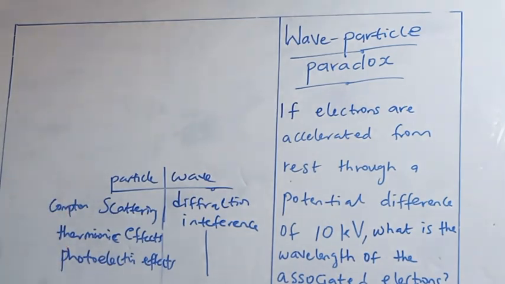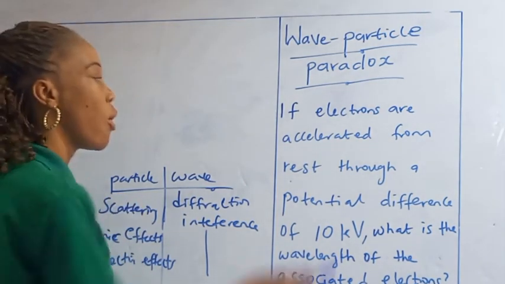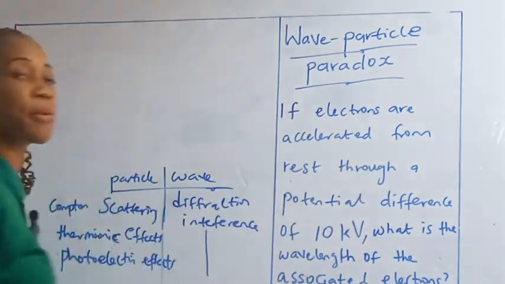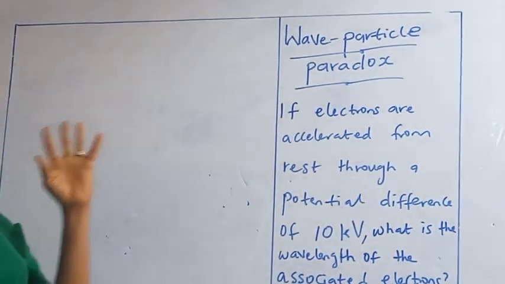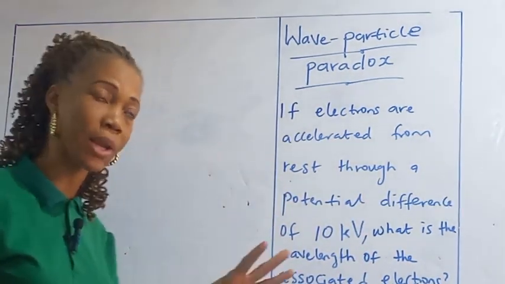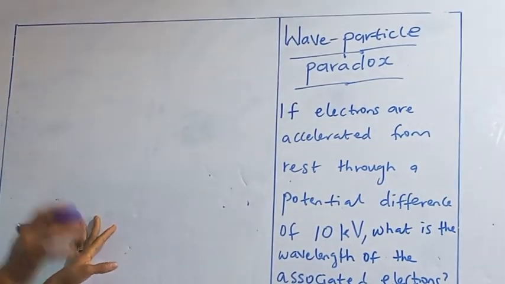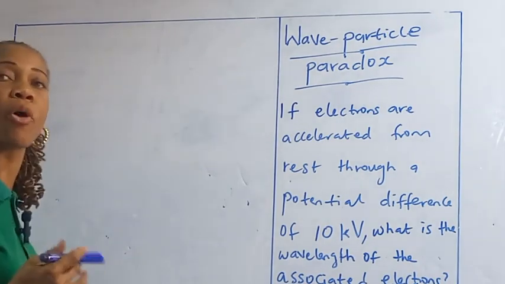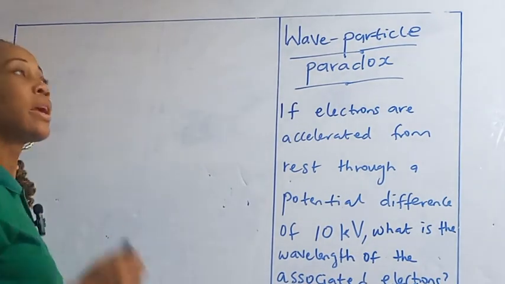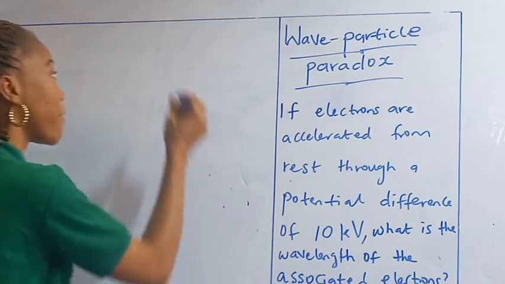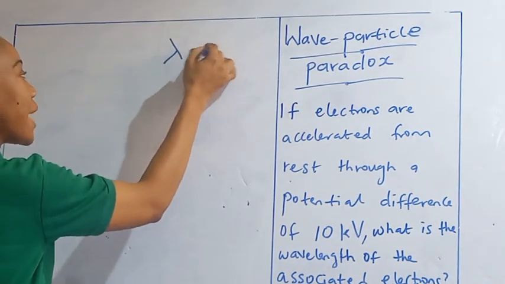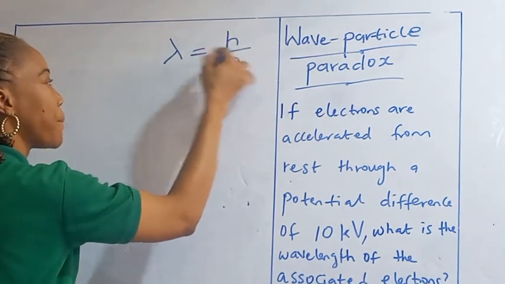Now there are formulas you need to know. From there we are going to solve problems like this. I'm going to derive three formulas. Please, let's do it together. The first one we are going to derive is de Broglie's wavelength, such that the wavelength is equal to h upon p.